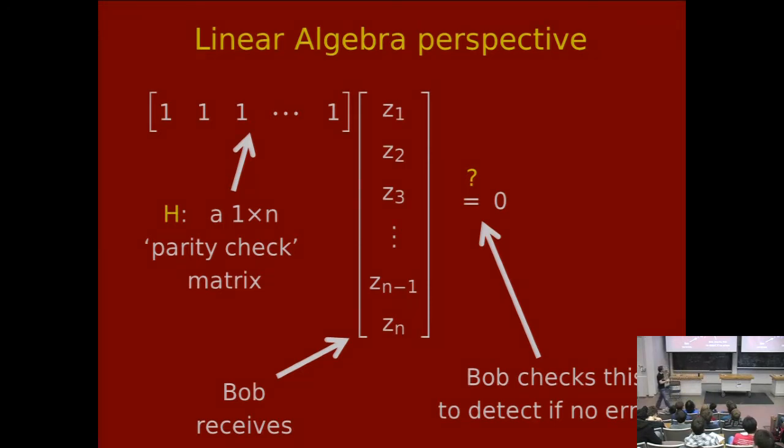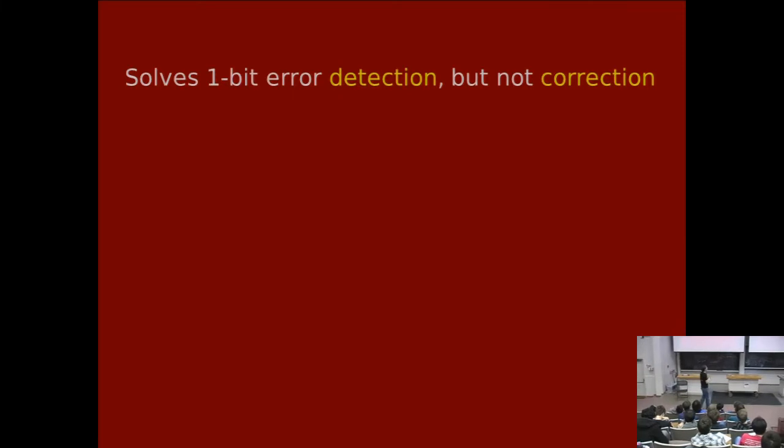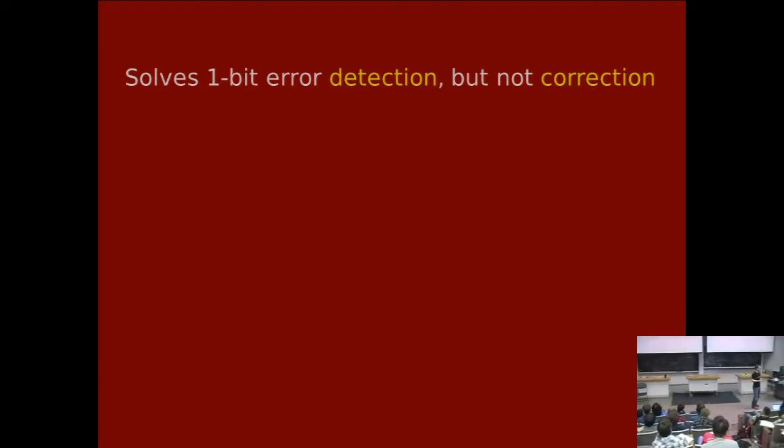Same scenario, but I just did it with linear algebra language because we're going to generalize it. This solves the 1-bit error detection problem, but not the correction problem. It's a little trickier. Bob can sometimes know there's a mistake, but he doesn't know how to fix it. And we prefer if he'd be able to fix it rather than tell Alice to try transmitting again.